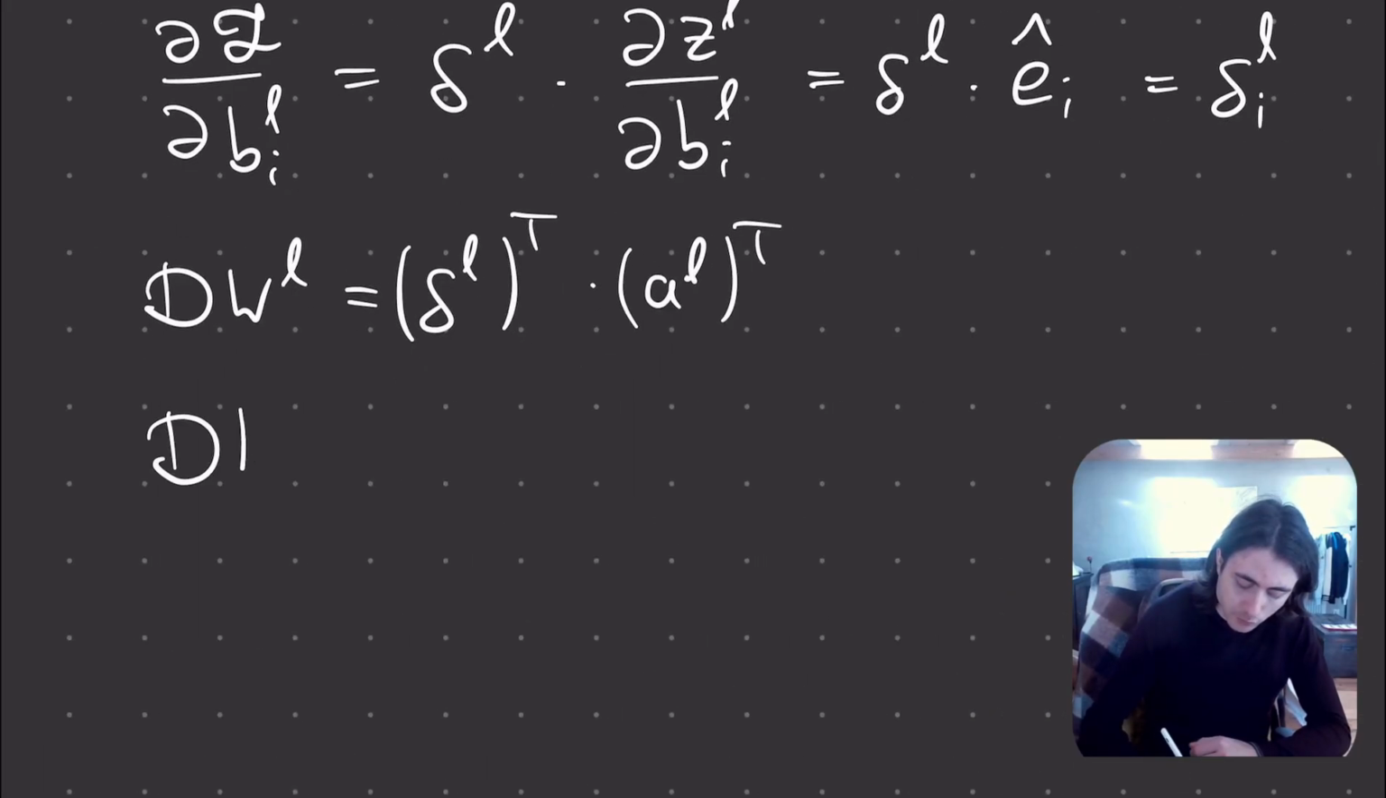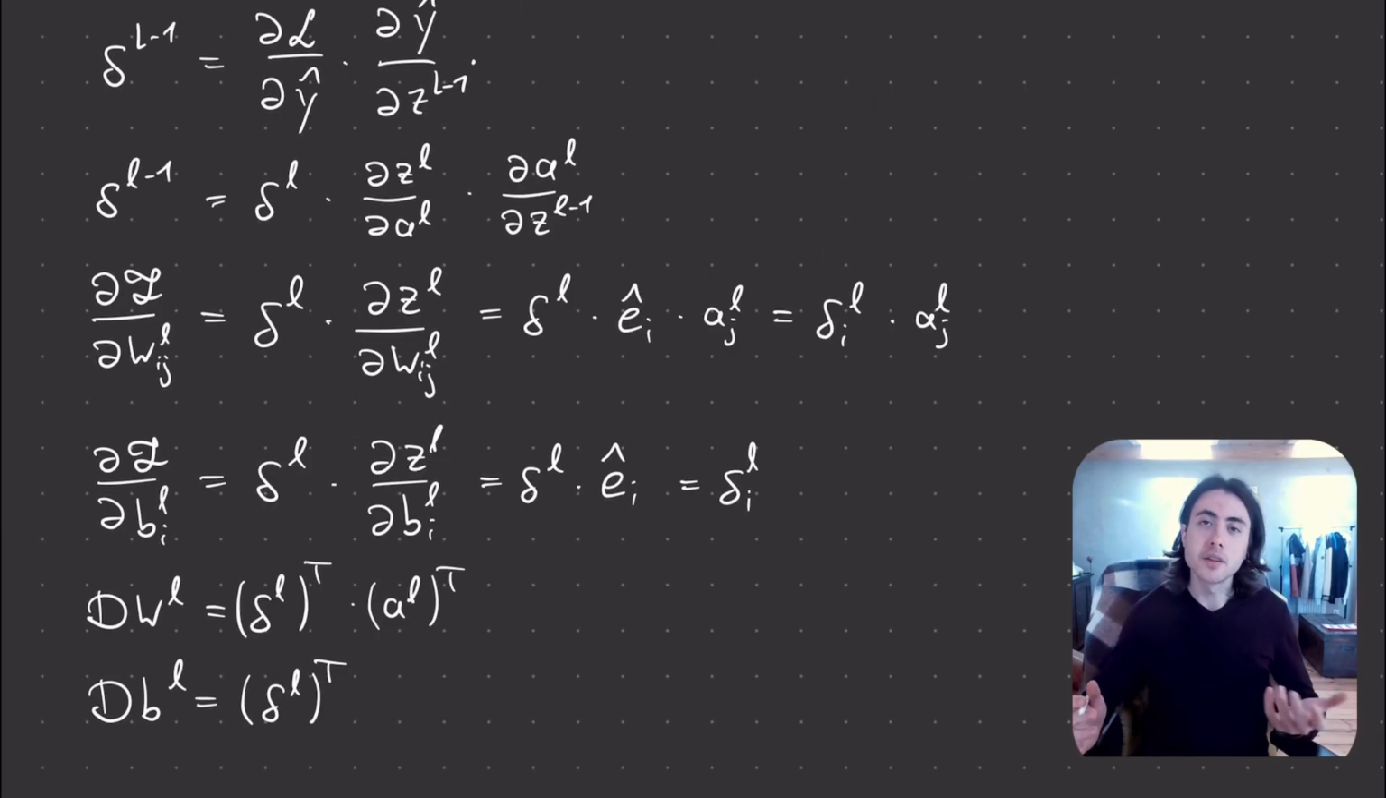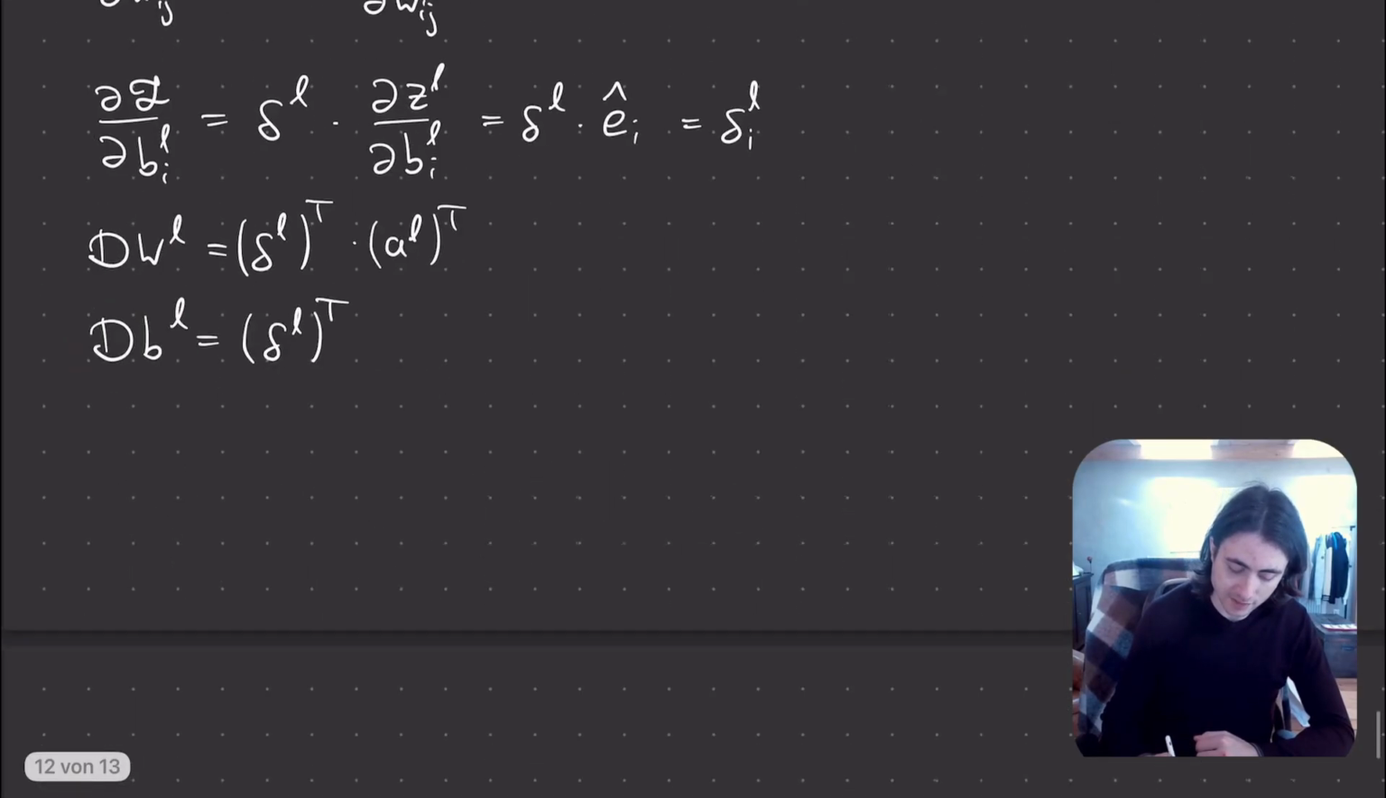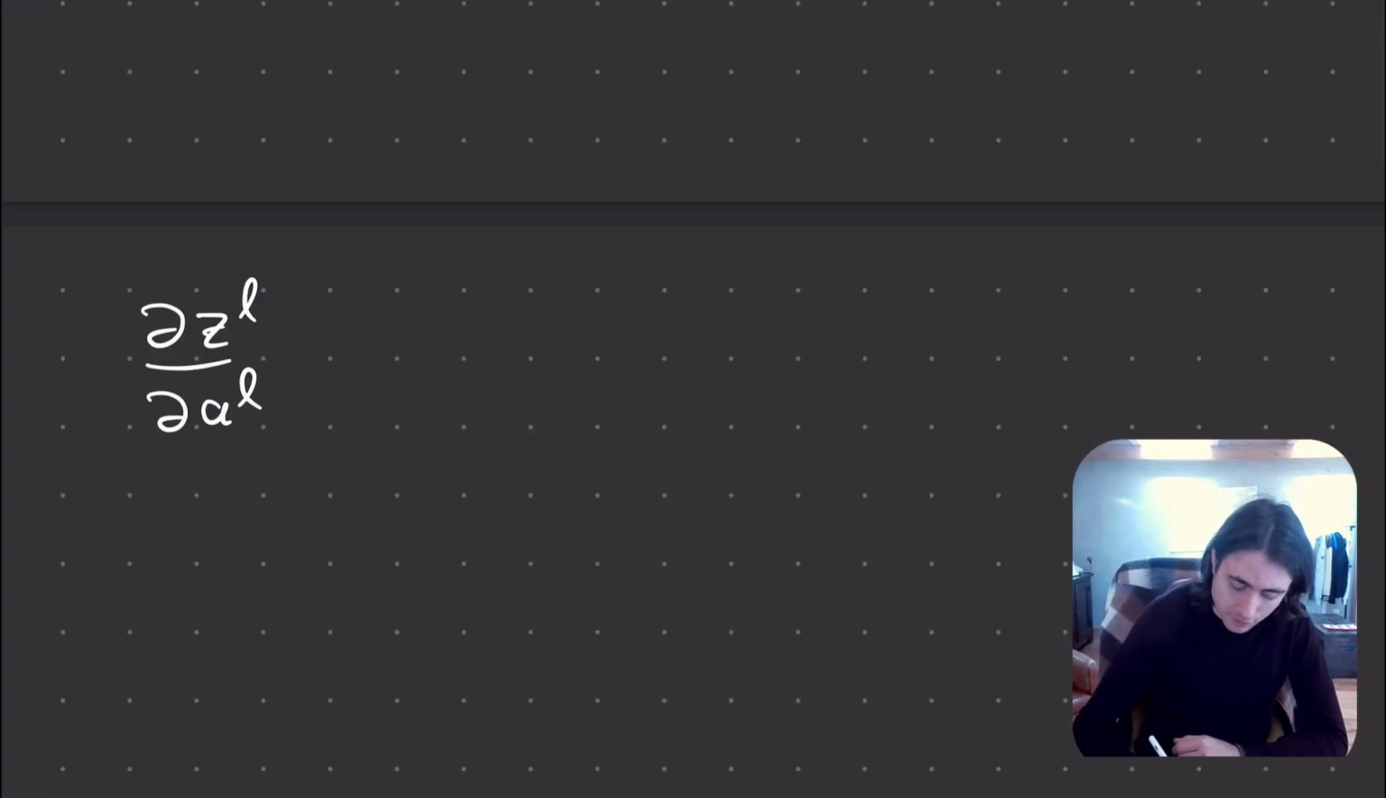And it's the same thing with our bias. It was just the delta L transposed. Okay, and now the only thing that's left to compute are these two terms here, which define our delta recursively. So let's do that. Okay, so let's look at the first term here.